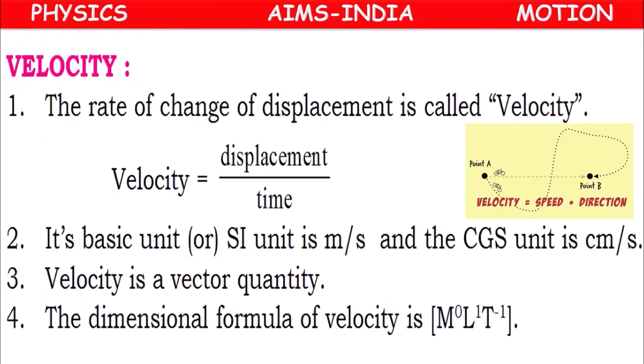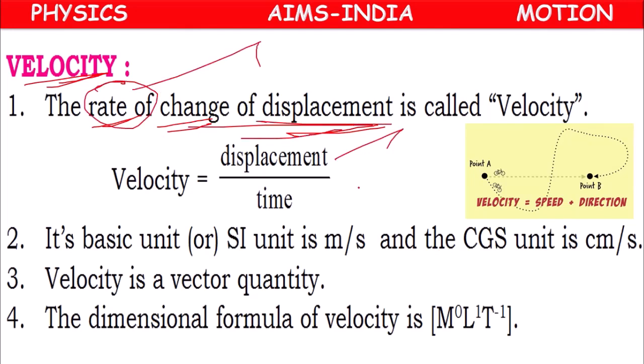Next one. So velocity. Velocity means rate of change of displacement, means change of displacement with respect to time. That is why it is called velocity. So its unit is the same. SI unit meter per second. CGS unit centimeter per second. It is a vector quantity.